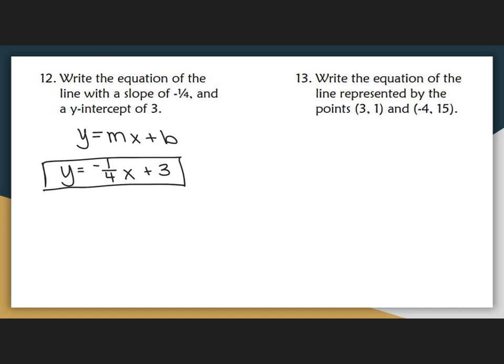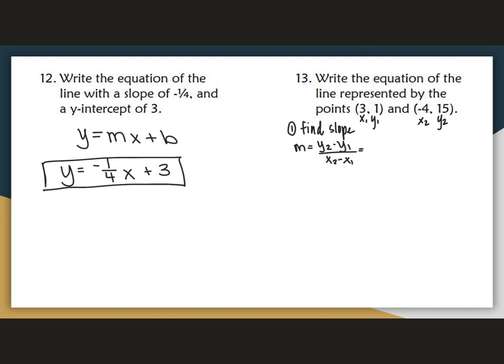Number 13 says, write the equation of the line represented by the points 3, 1 and negative 4, 15. This is going to take multiple steps, so first thing I need to do is find my slope. So remember, we do that by labeling our points x1, y1, x2, y2, and using the slope formula. The slope formula is y2 minus y1 over x2 minus x1.